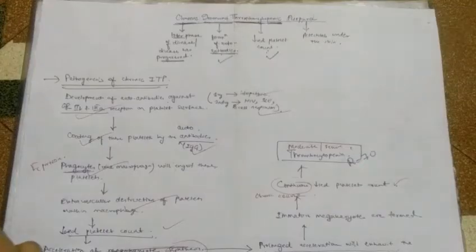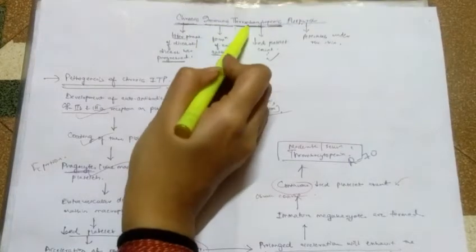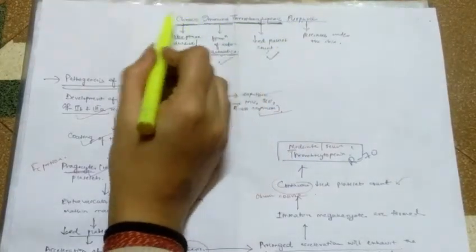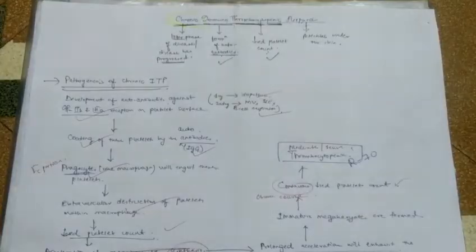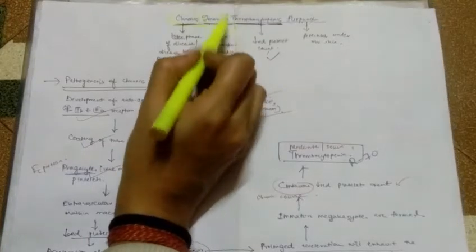In this video, we will study chronic immunothrombocytopenic purpura. What does the word chronic imply? The word chronic implies that this disease has progressed to a later phase and it is not acute anymore.